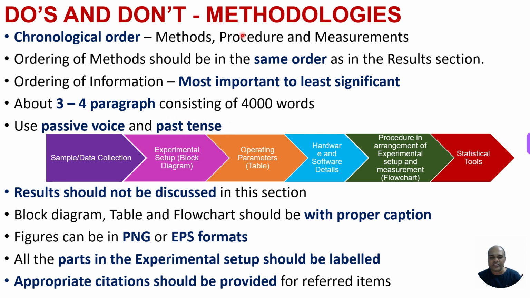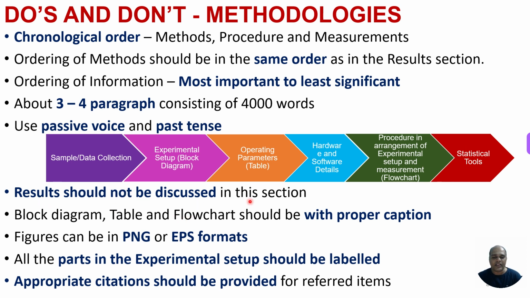The methodology section consists of the following: sample or data collection, what is the experimental setup, that is block diagram representation, then operating parameters can be represented in a table format, and what hardware and software were utilized for doing the experimentation. What is the procedure in arrangement of experimental setup and measurement, that is represented using a flow chart. And finally we need to talk about the statistical tools. Once I get the data, what statistical tools are used to get some interpretation on the data.